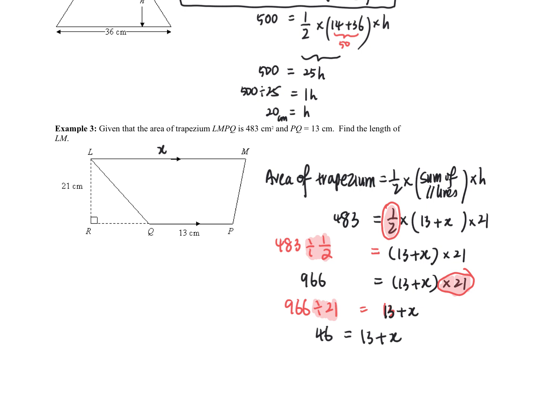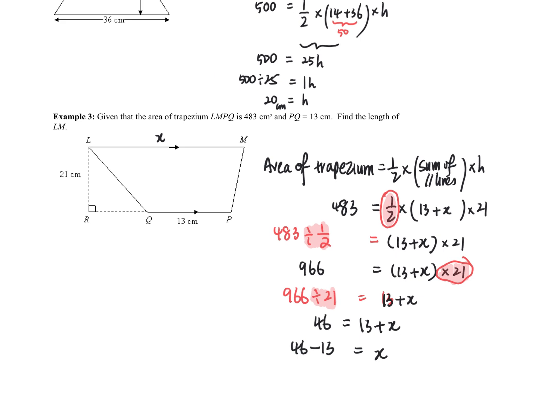So finally, to find x, you use 46 subtract 13. That's 33. So 966 equals 13 plus x times 2. Divide by half. Divide by 2. Okay.